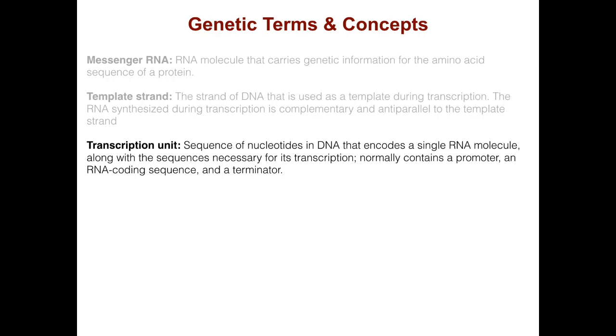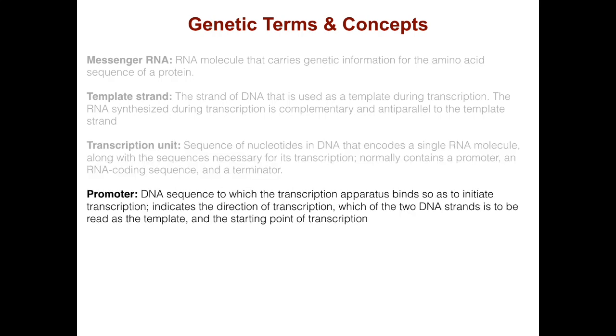Transcription unit: sequence of nucleotides in DNA that encode a single RNA molecule, along with the sequences necessary for its transcription. A transcription unit normally contains a promoter, an RNA coding sequence, and a terminator. Promoter: DNA sequence to which the transcription apparatus binds so as to initiate transcription. It indicates the direction of transcription, which of the two strands is to be read as the template, and the starting point of transcription.